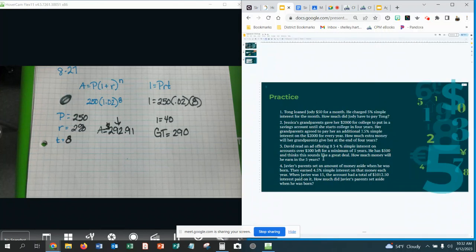You too. Tong loaned Jody $50 for a month. He charged 5% simple interest for a month. How much did Jody have to pay Tong? Is this a simple interest or is this a compound interest problem, first off?